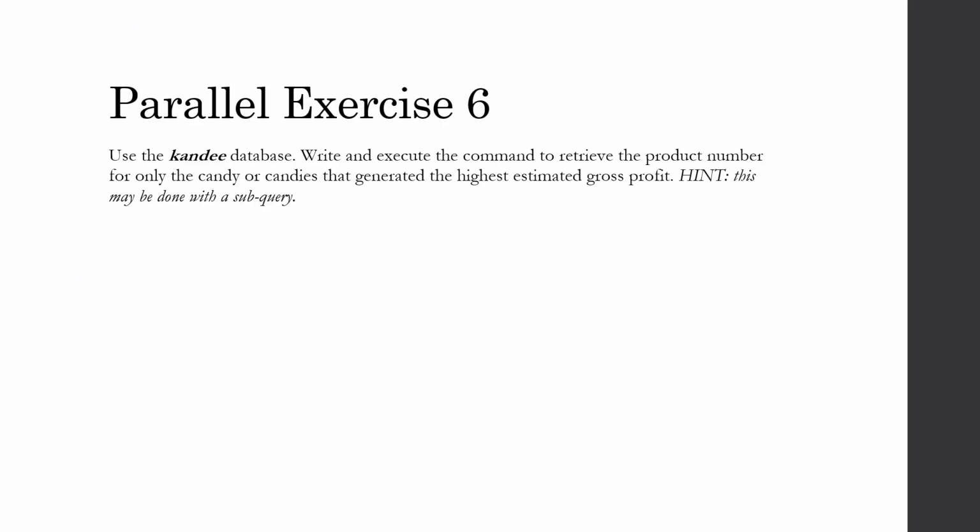Parallel exercise 6. Use the Candy database. Write and execute the command to retrieve the product number for only the candy or candies that generated the highest estimated gross profit. Hint: this may be done with a subquery.